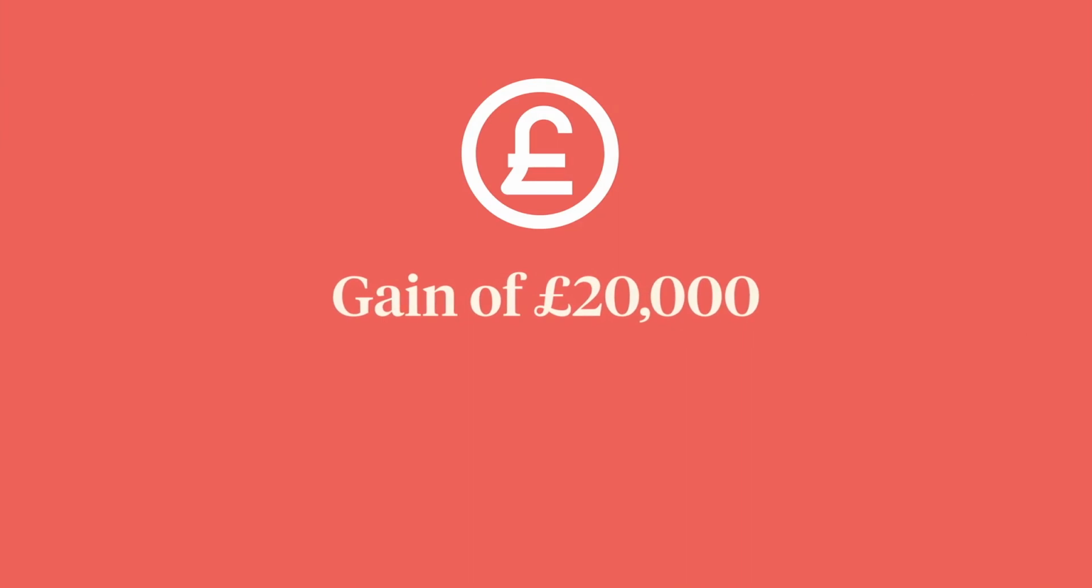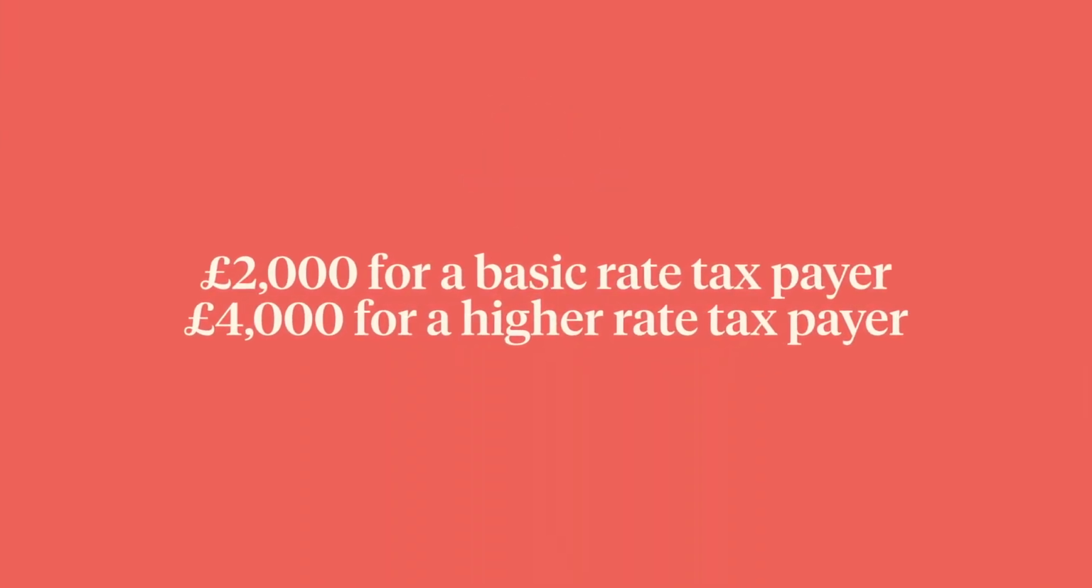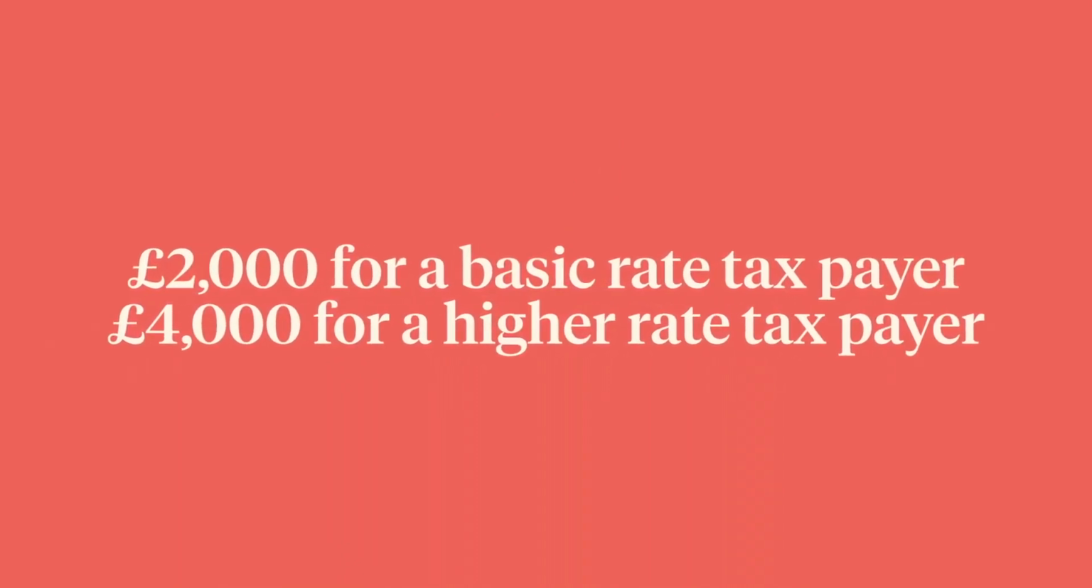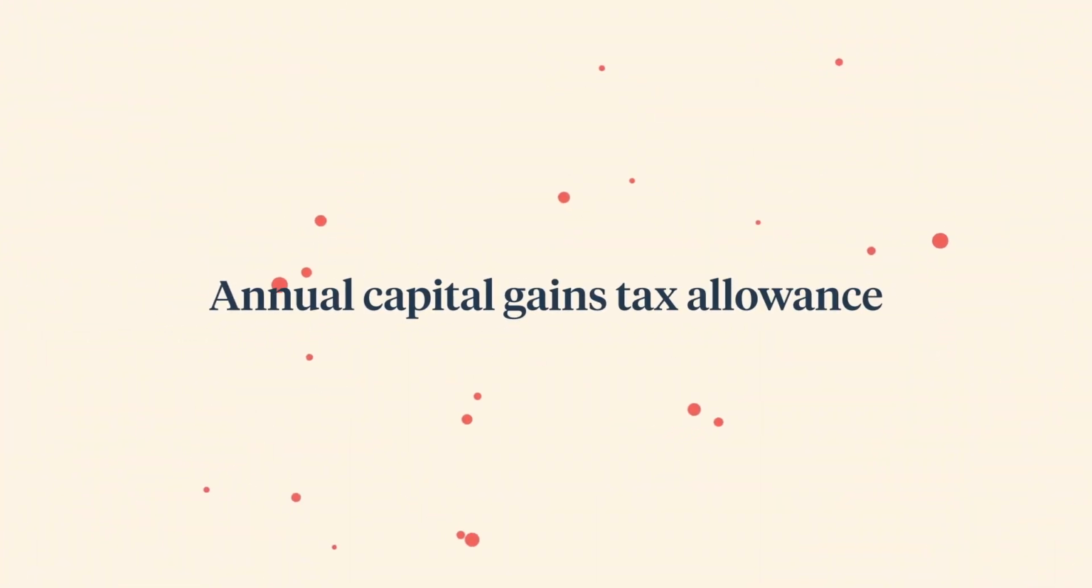Basic rate taxpayers will have to pay 10% in capital gains tax for any gains that they realise, and higher rate taxpayers are required to pay 20%. So if you purchase shares in a general investment account for, say, £10,000 and sell them for £30,000, you'll have made a gain of £20,000. If you're a basic rate taxpayer, £2,000 will be levied in CGT, and £4,000 is going to apply for a higher rate taxpayer.